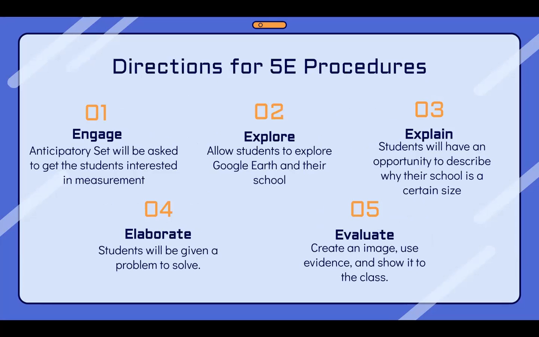So for our 5E procedures, our first one is engage. This is where our anticipatory set will be asked and students will become interested in measurement. Engage is very important for this lesson because in second grade, this is the first time students are getting the chance to actually be involved in measuring using accurate tools that we use in our daily lives, such as a ruler, a measuring stick, a yardstick, etc.